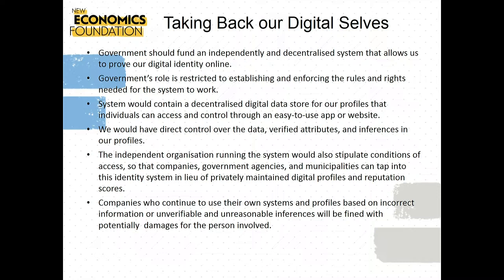And so we think that this would be a much better way forward for digital identity in the future, which is going to become such an important component of our online world. And really, we should be in charge of it and not Oracles and the Axioms of this world. So thank you very much.